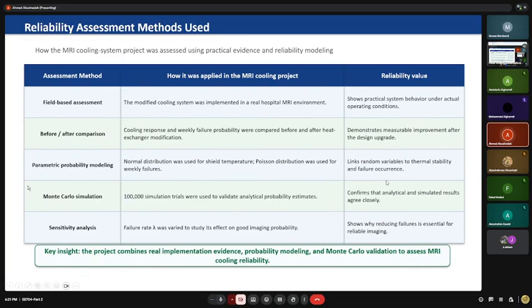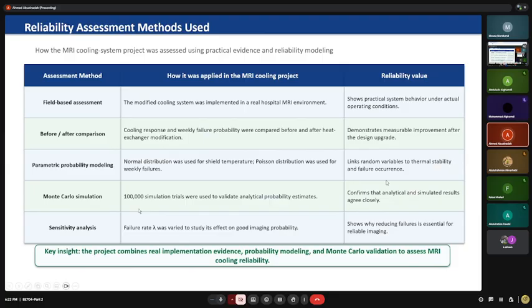Another assessment method is parametric probability modeling. Normal distribution was used for shield temperature. Poisson distribution was used for weekly failures. The reliability value links the random variable to the thermal stability and failure occurrence.